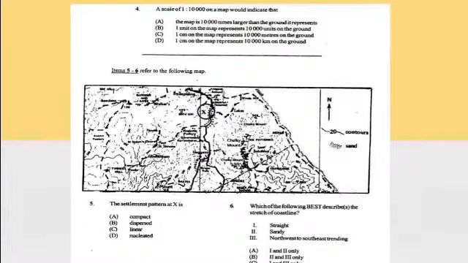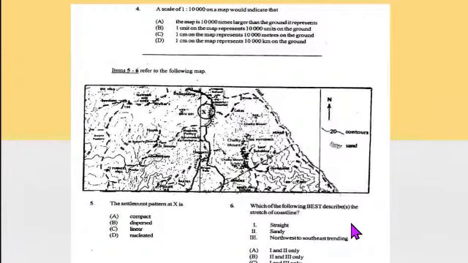Okay, so on maps in terms of scales, if it does not give you a unit of measurement just like this, it's just like a ratio. So it's basically telling you what one unit represents in one place and what the other unit is equal to in the other place. So one unit on the map represents 10,000 units on the ground. So your answer in that case would have been B.